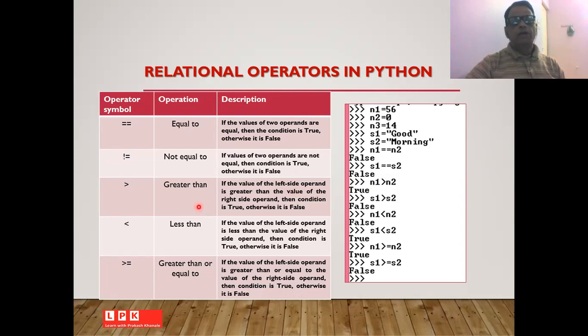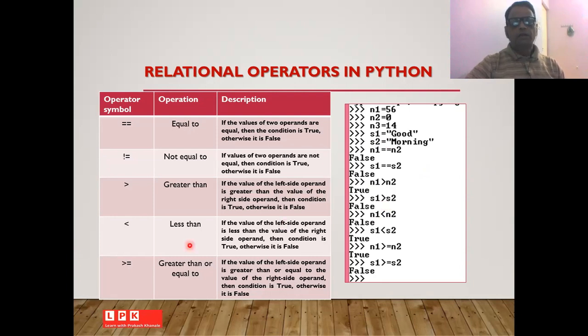Greater than operator is used for checking whether the operand on the left hand side is greater than the operand on the right hand side. If it is true, then it will return us a true value, otherwise it will return us a false value. So if s1 is equal to good and s2 is equal to morning, and if I check s1 greater than s2, then I will get a false value.